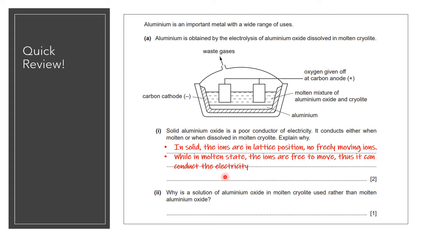Why is the solution of aluminium oxide in molten cryolite used rather than molten aluminium oxide? So, tadi kenapa dicampurkan dalam molten cryolite? Macam saya dah bagi tahu tadi, function dia adalah to reduce the melting point. So, therefore, kita boleh reduce energy cost and better conductor when dissolved in cryolite. Ini salah satu contoh soalan lah yang berkaitan dengan application electrolysis.